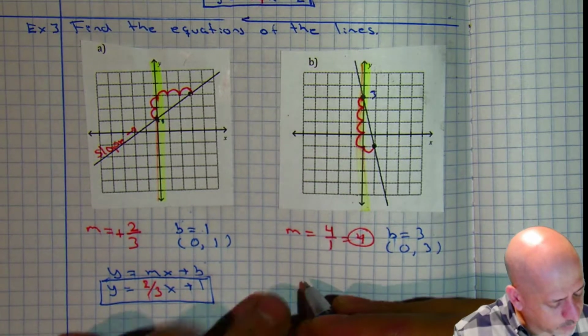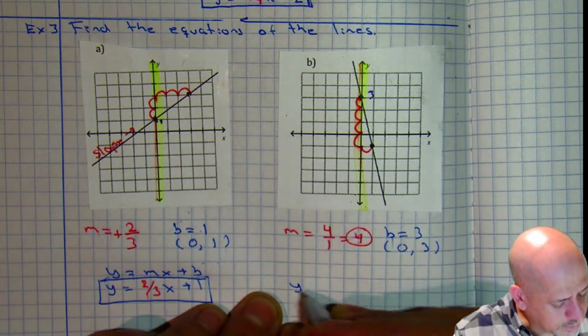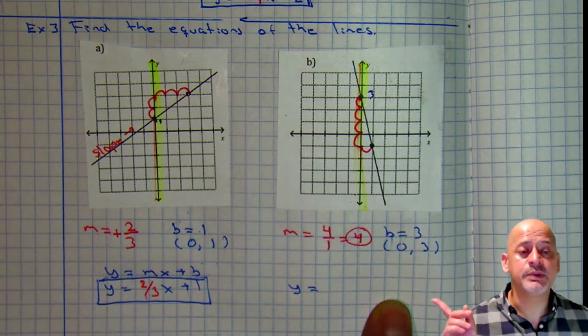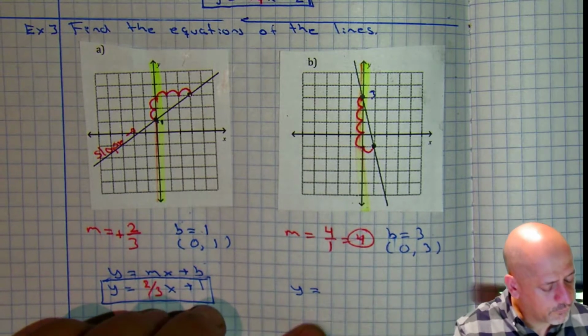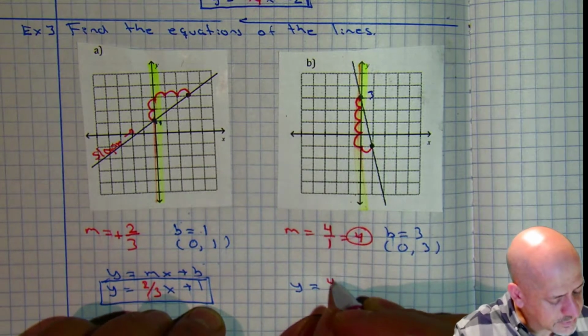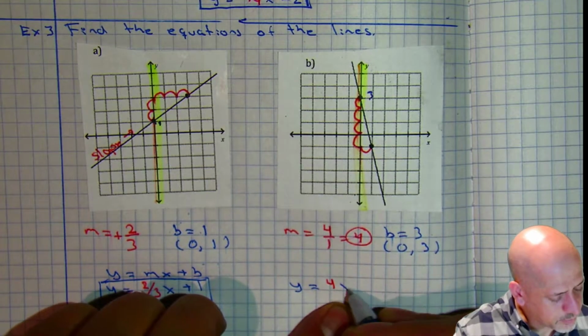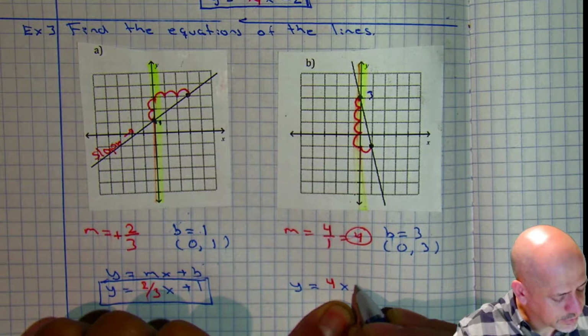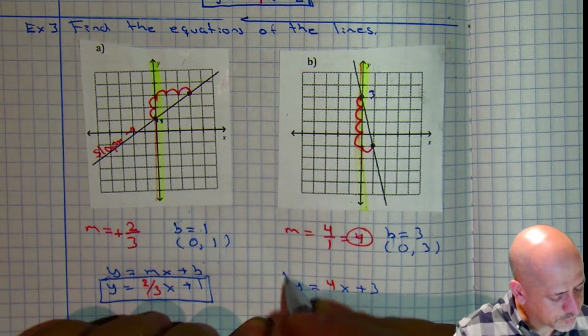So therefore, my equation will be y equals mx plus b. So therefore, y equals 4x plus b, which will be plus 3. Perfect.